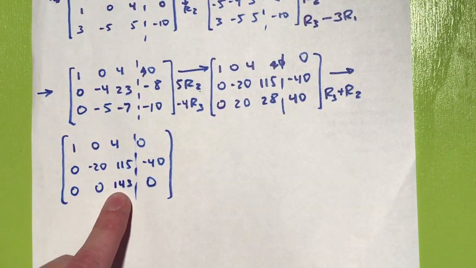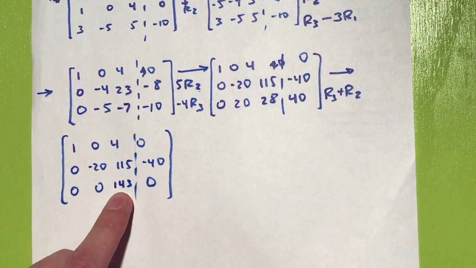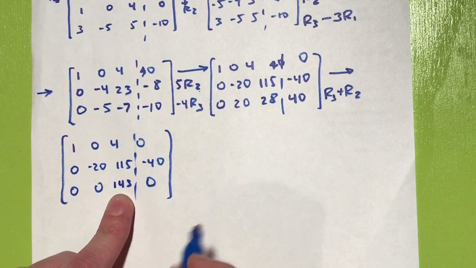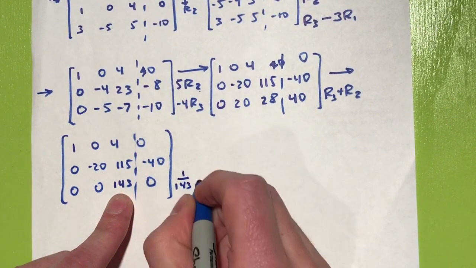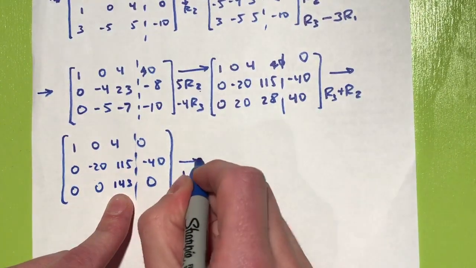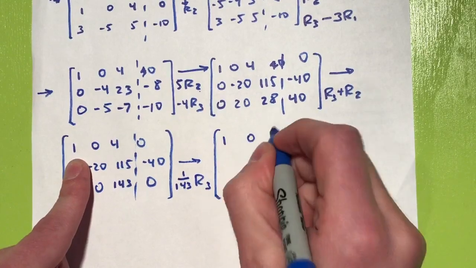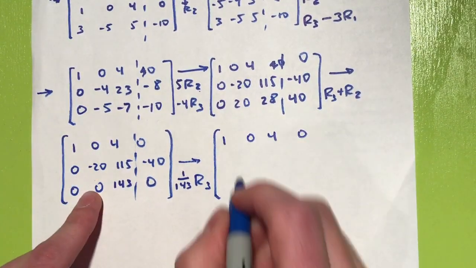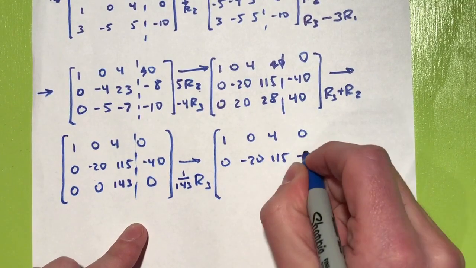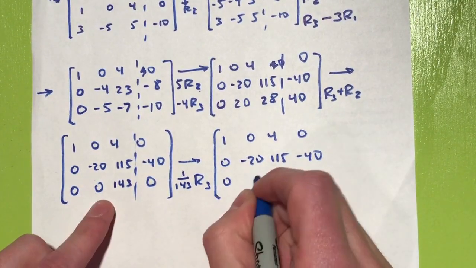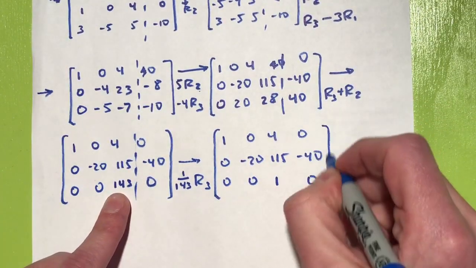0. Now this 143 needs to be a 1, because 1's on a diagonal, 0 is everywhere else. Notice, that's going to work out all right. I'm going to multiply row 3 by 1 over 143. Everything stays the same except for row 3. Dividing by 143 gives us 0, 0, 1, 0.